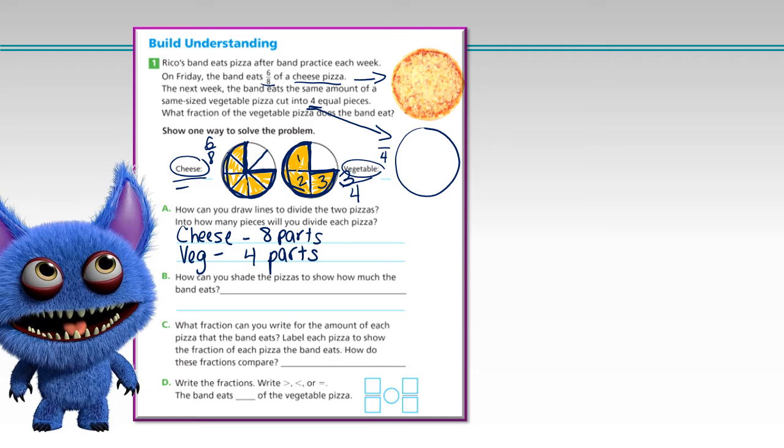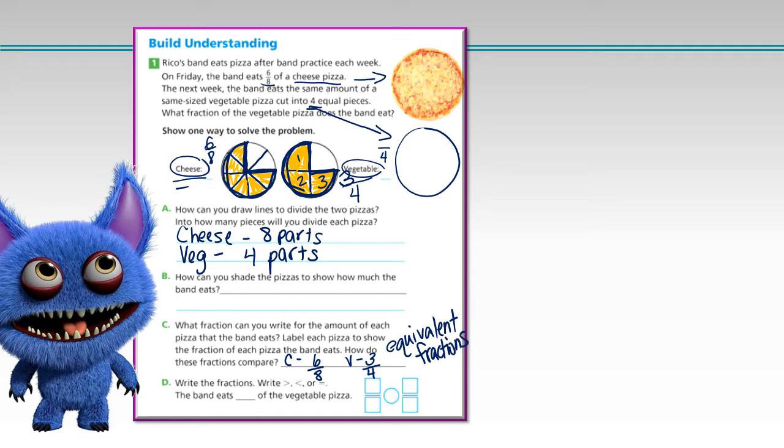C, what fraction can you write for the amount of each pizza that the band eats? Label each pizza to show the fraction of each pizza the band eats. How do these fractions compare? Well, we know that for the cheese, it was 6/8, and for the vegetable, it was 3/4. And how do they compare? Well, they're equal to each other. And what's that math vocabulary word that talks about equal fractions? That's right, equivalent fractions. So these fractions are equivalent fractions.